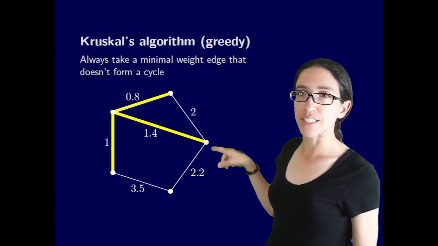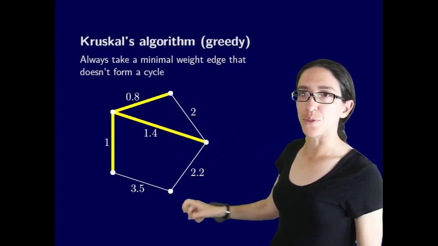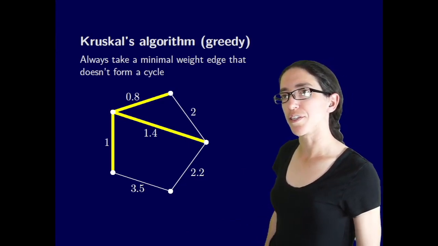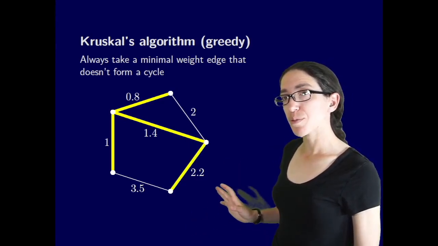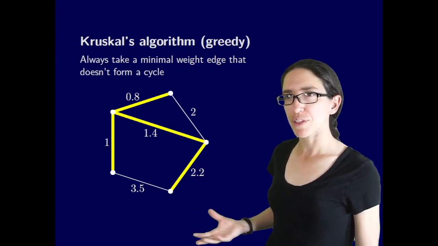We don't need that 2. These two vertices are already connected to each other via this one. And so instead, we add the 2.2 rather than the 3.5 because this one is smaller, and we found the minimal spanning tree. So in the textbook, there's an explanation of why Kruskal's algorithm always does give you a minimal spanning tree, but for now, we're just going to use it.